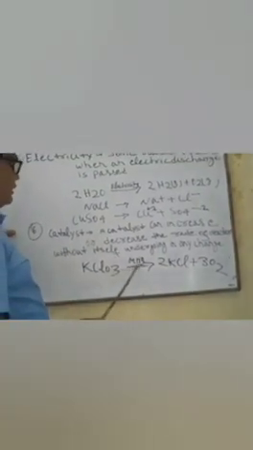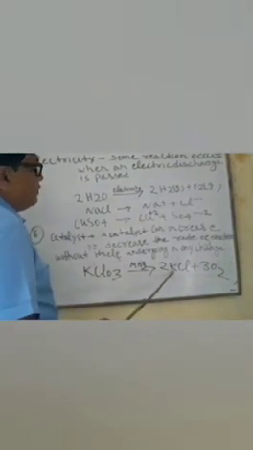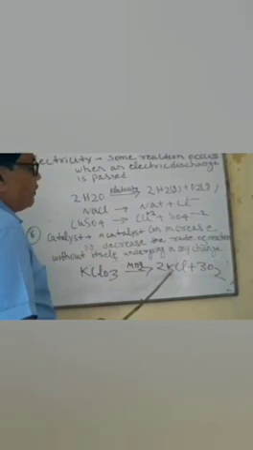Next condition, catalyst. A catalyst can increase or decrease the rate of reaction without itself undergoing any change. For example, KClO3 with a catalyst decomposes to form potassium chloride and oxygen gas.